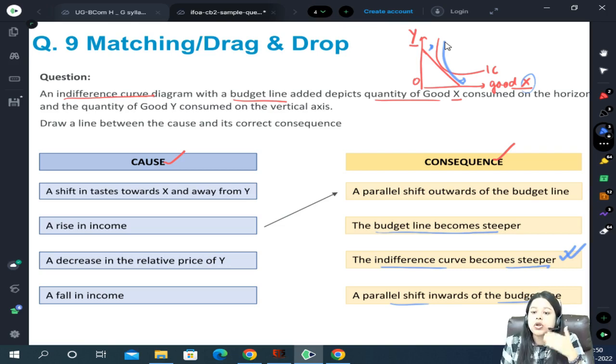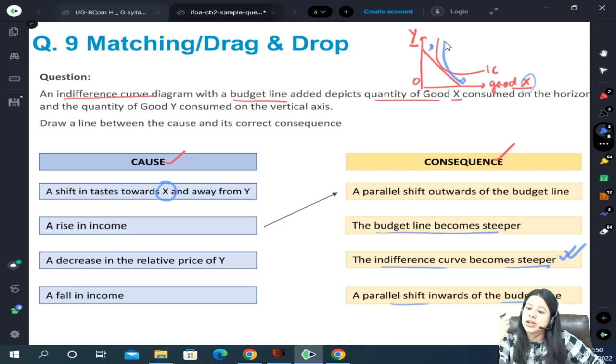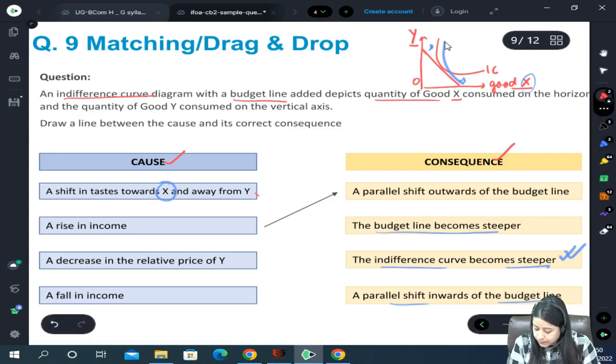Number of units of Y consumed, when you sacrifice one unit of X, is the opposite. So here you are preferring more X, so you will be sacrificing less of X for one additional unit of Y. So it should become steeper, meaning the slope should increase, because it is the opposite. It is units of Y by units of X. So X we will give up less. So slope should increase. It will become steeper. Right? Okay.